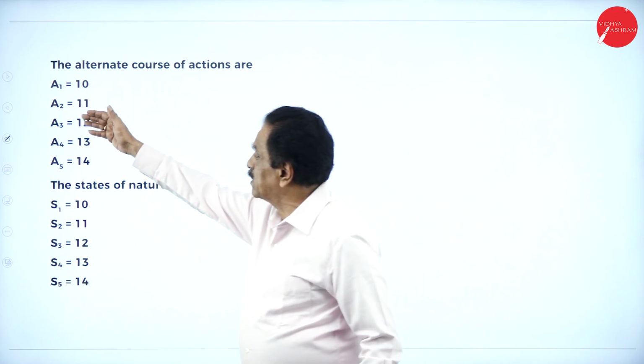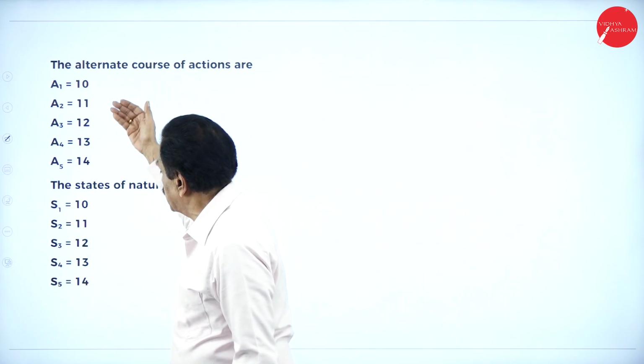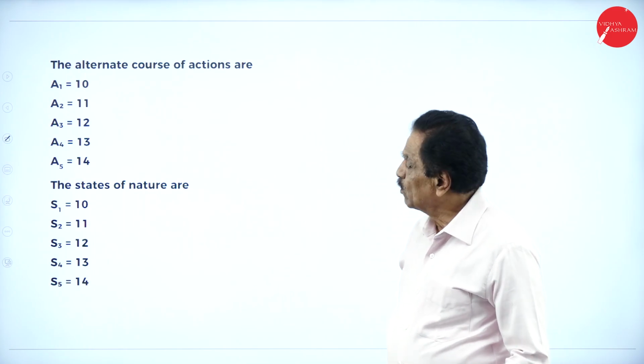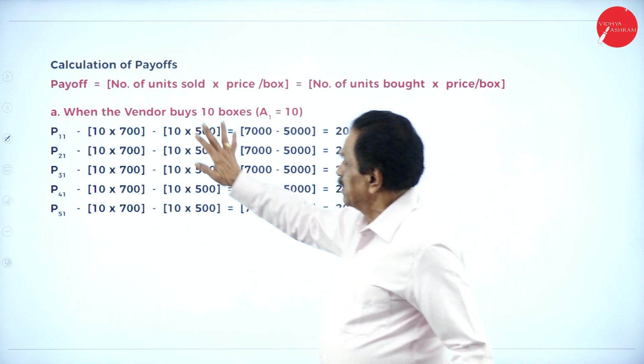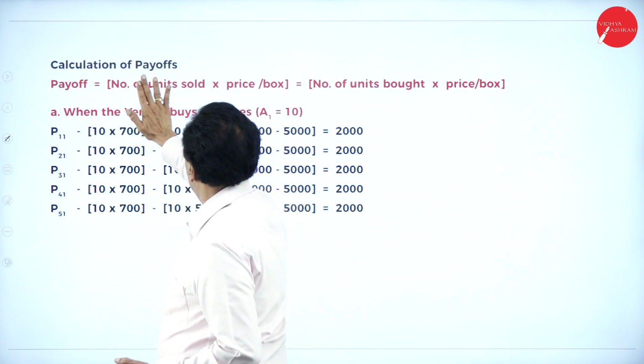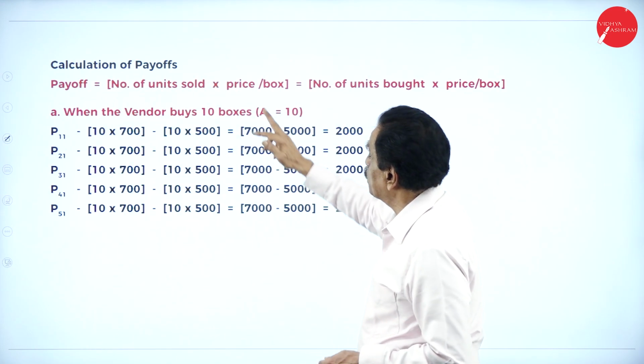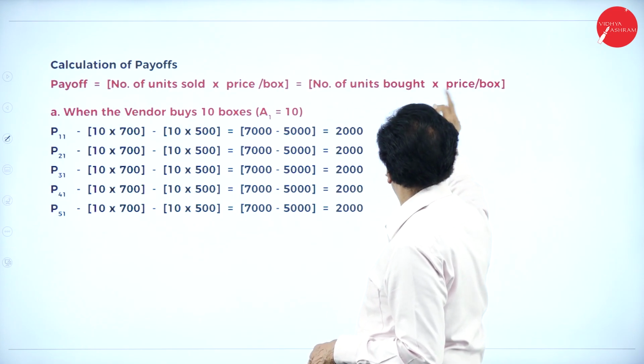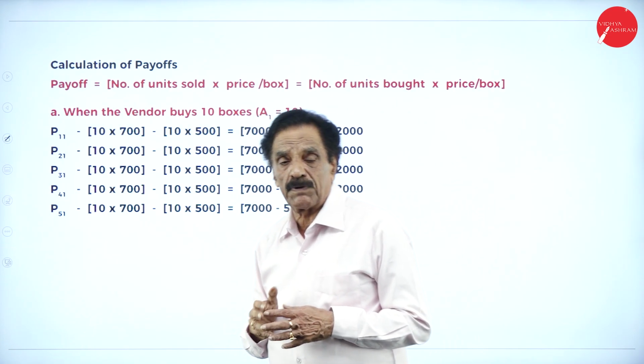This is the alternative course of action. This is the state of nature. This is the way you have to write in the exam. Then calculate what is payoff: number of units sold multiplied by selling price per box, minus number of units bought multiplied by purchase price per box.